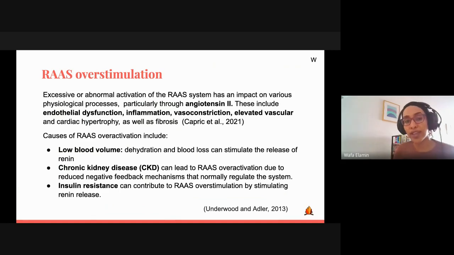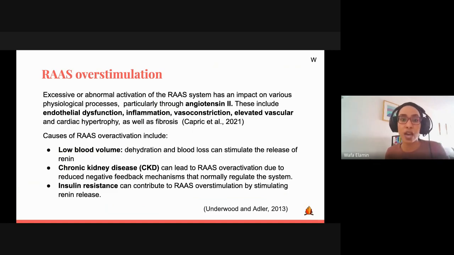So when we do get this overactivation, which is called the RAAS, or the renin-angiotensin-aldosterone system, especially with angiotensin 2, that plays a really critical role in the blood vessels. It can create endothelial dysfunction, inflammation in the blood vessels, stimulating vasoconstriction, and elevating vascular hypertrophy, so just narrowing of the blood vessels, and fibrosis. So all of these key factors on a cellular level are going to reduce the flow in the blood vessels.